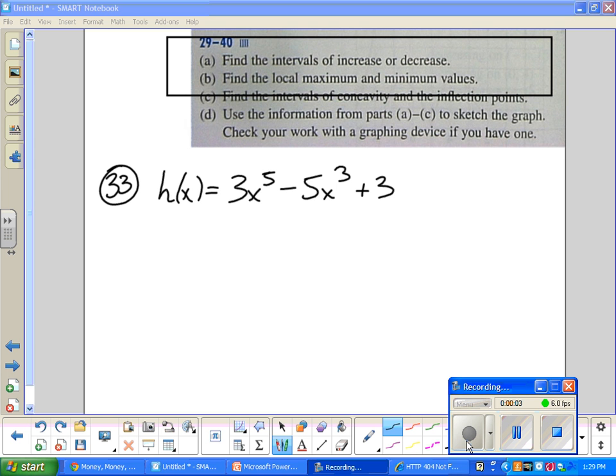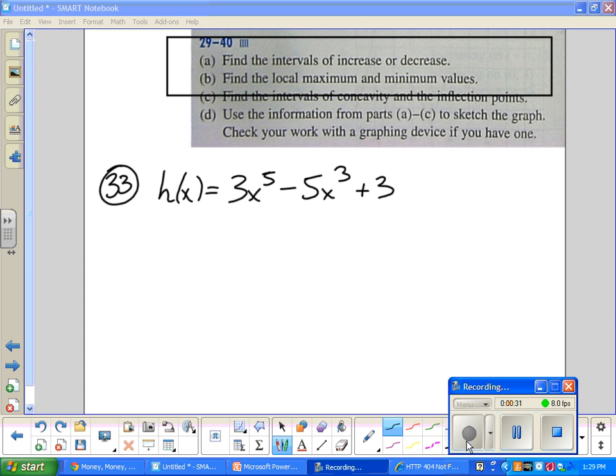Today I'm going to talk a little bit about functions, where they increase and decrease, and local max and mins using the first derivative rule. All right, so I'm going to do some problems here from Stewart 5th edition, and I'm going to start with this function, h of x equals 3x to the fifth minus 5x cubed plus 3. I'm going to find the intervals of increase and decrease, and I'm going to find the local max and min values using the first derivative rule.